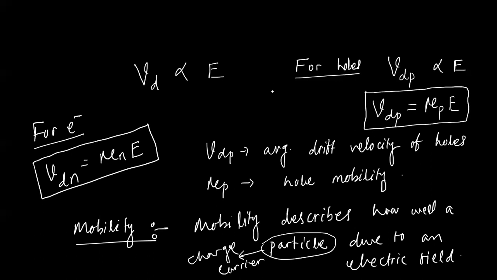Now the next thing is the unit of mobility. We defined mobility as a proportionality factor which describes how well the charge carrier can move within the conduction band or valence band under the application of an electric field. So if you want to write the unit of mobility, this gives you centimeter square.